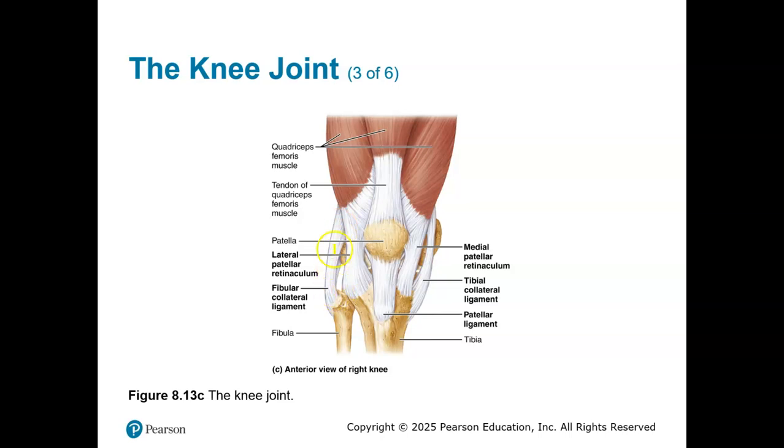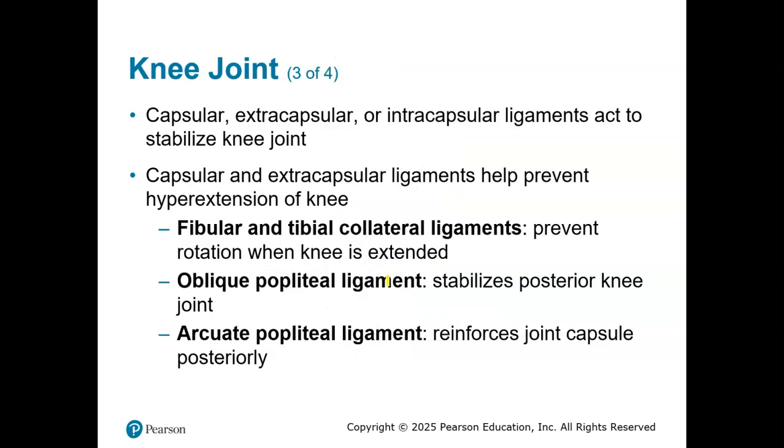There are like ligaments. This is called the fibular collateral ligament because it's on the lateral side of the knee, the outside of the knee, and it attaches to the fibula. And this one is called the tibial collateral ligament. But basically, all of these different, so many ligaments is just to make the knee joint more stable.